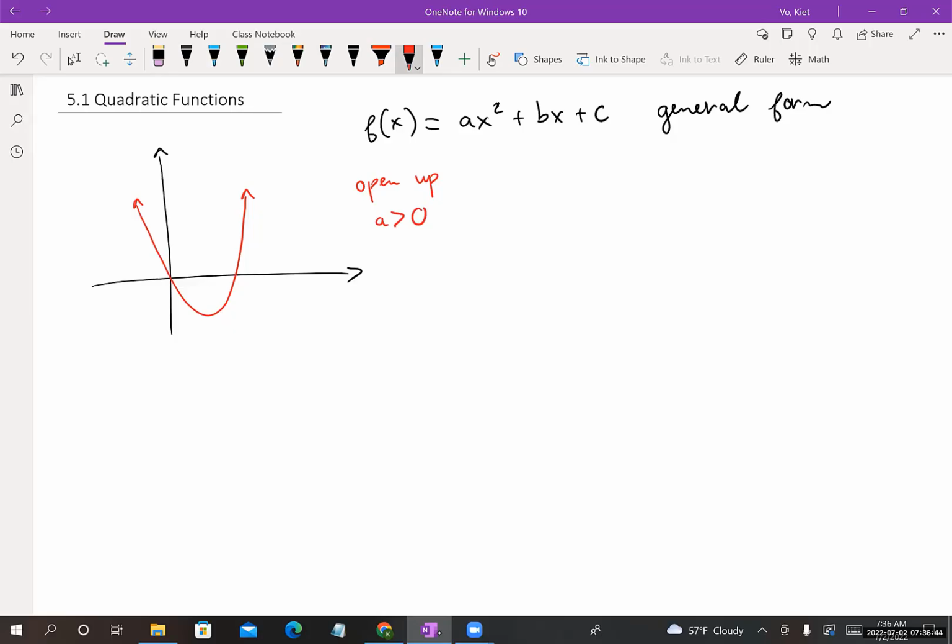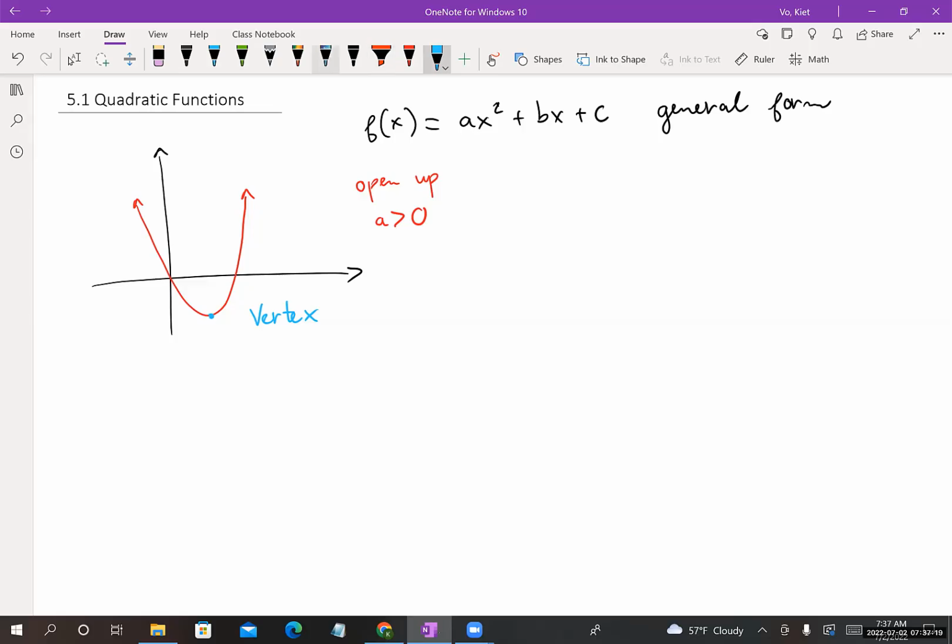And we have a vertex at this point. This is called the vertex. Now, the quadratic function that I sketched here has x-intercepts and a y-intercept as well, but that doesn't have to be the case. Sometimes a quadratic function does not have any x-intercept.